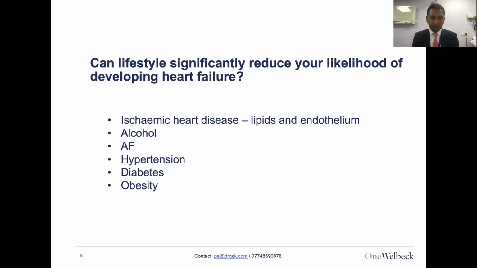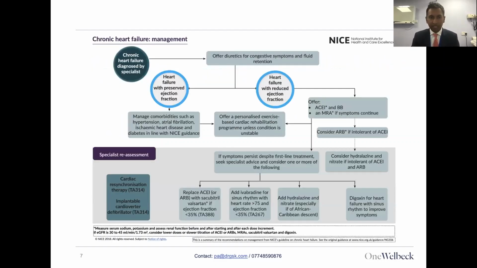Alcohol, of course, atrial fibrillation, as you've just heard, and hypertension, diabetes, and obesity, which I'm sure you'll hear more about. We all know very clearly that dietary changes and exercise can almost reverse diabetes. Of course, that's true for obesity as well. And hypertension and diabetes are intricately linked with ischemic heart disease and with atrial fibrillation as well, creating this vicious cycle.